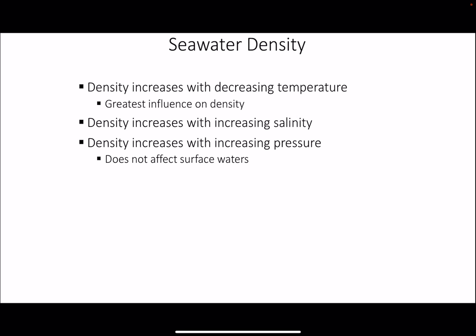So, things to remember: density increases as water gets colder. So colder waters are more dense. And it turns out when we look at the 3 different things that influence density, temperature is the most important. Water gets more dense as you add salts to it. And water gets more dense as you increase the pressure. Of course, and I've got a note here, this doesn't matter at the surface because there's no pressure, but when you're thinking about the deep ocean, you have to think about this.